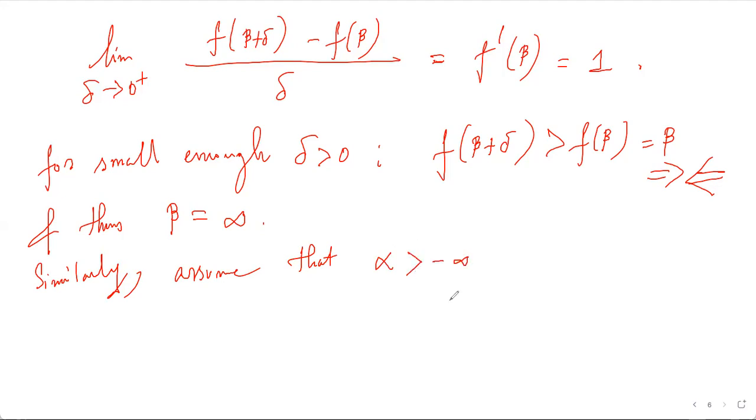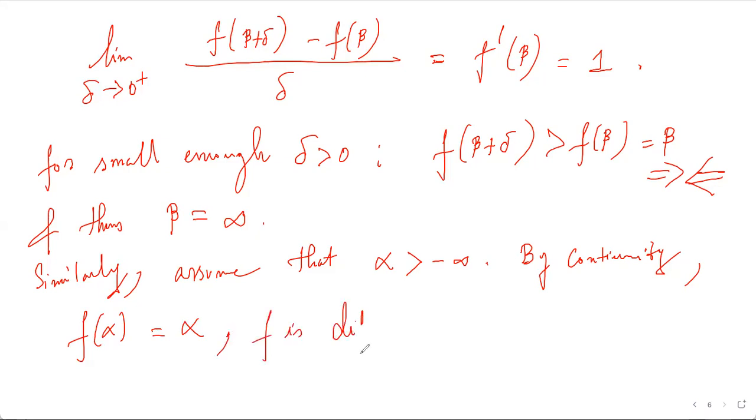So again, I'm considering that alpha is something finite. Okay. And now again, by continuity of f, we have f of alpha is equal to alpha, and f is differentiable at alpha. So again, just the same logic, the same approach. f dash alpha is the limit as delta tends to 0 plus.